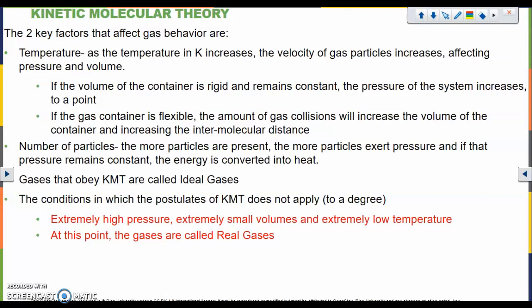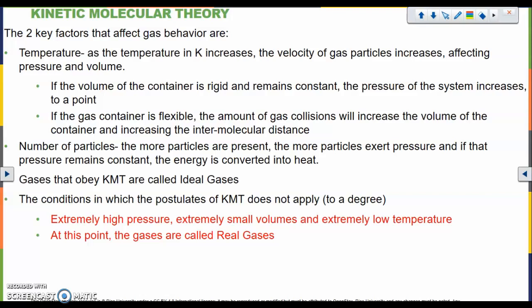Because of these vast distances between gas particles, they have high kinetic energy, which is proportional to the temperature of the environment they're in, and that temperature has to be in Kelvin. That's a very, very important behavior.